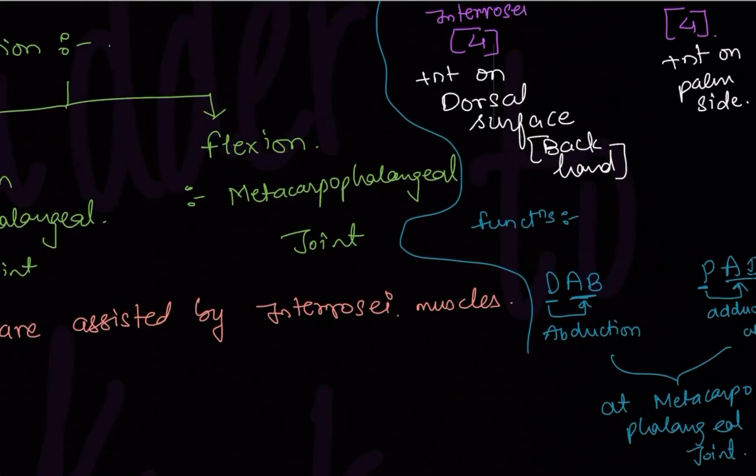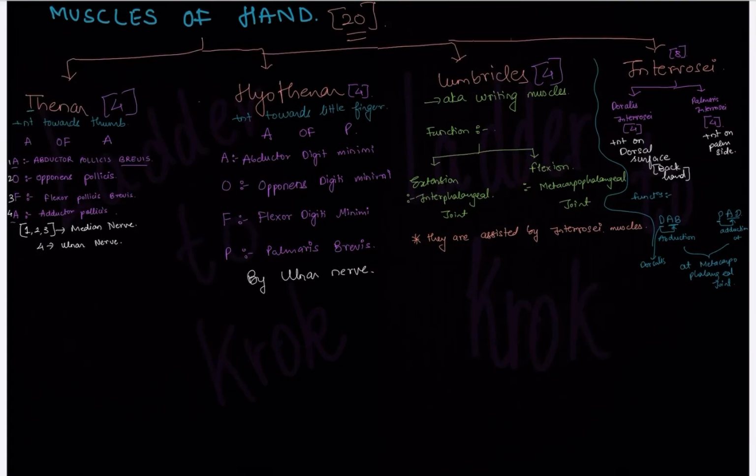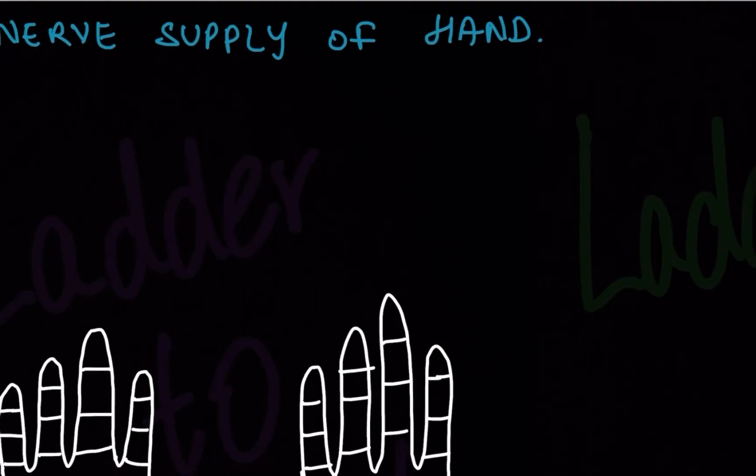D stands for dorsalis. P stands for palmaris. So that's it about the hand muscles. I guess you understood this. It was very easy. Now let's move on with the nerve supply of the hand. First let's know about the motor supply, then we'll see about the sensory supply.